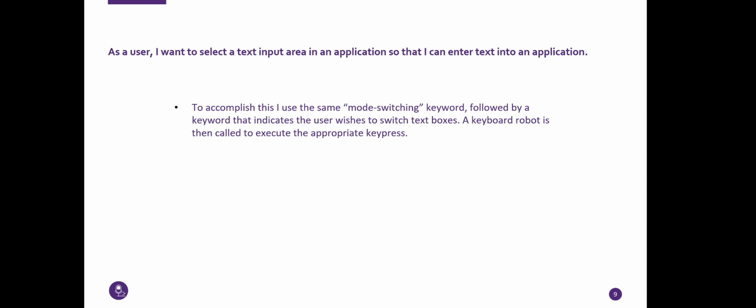As a user, I want to select a text input area in an application so that I can enter text in an application. To accomplish this, I use the same mode switching keyword followed by a keyword that indicates the user wishes to switch text boxes. The keyboard robot is then called to execute the appropriate key presses.